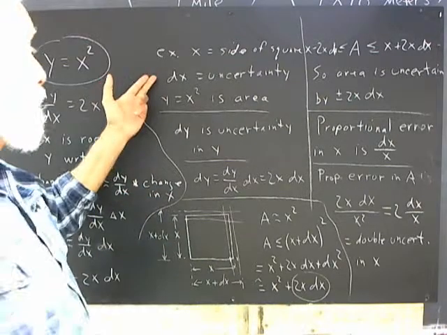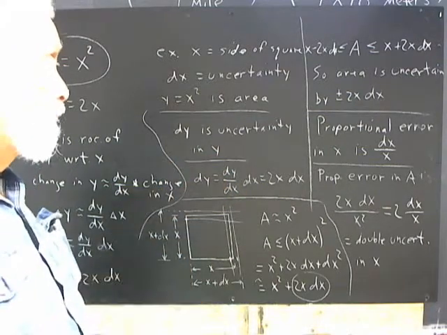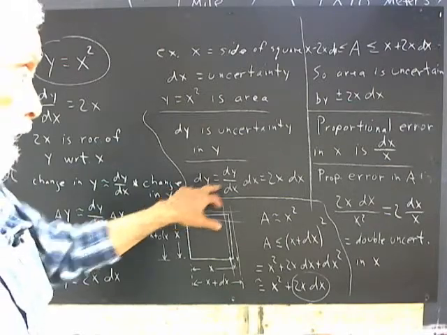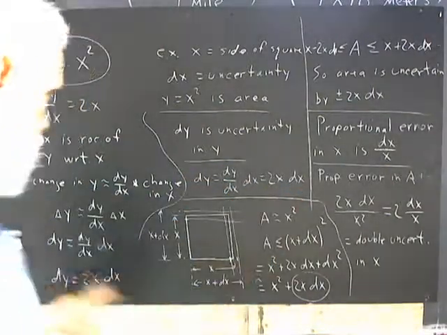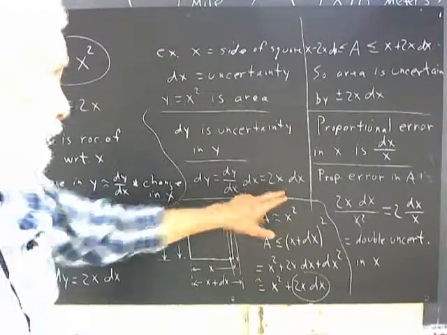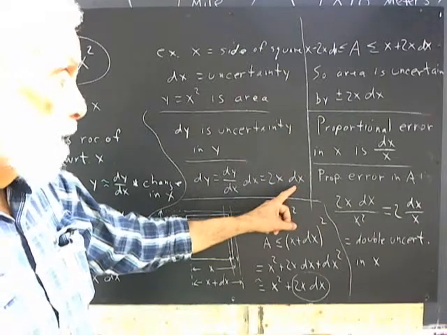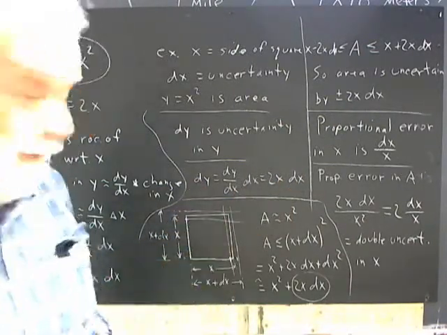So dx is the uncertainty in the value of x, dy is going to be the uncertainty in the value of y, and we're going to say that dy equals dy/dx multiplied by dx. Same thing we said over here. We're just applying this differential. So if x is uncertain by an amount dx, y is uncertain by an amount dy.